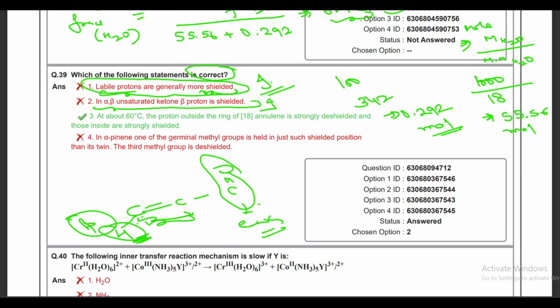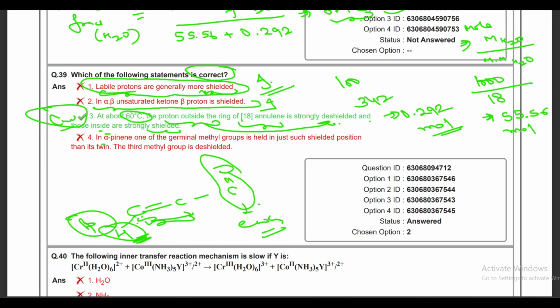Clear? In the third statement, at 60 degrees, the protons outside the 18-annulene are strongly de-shielded, and those inside are strongly shielded. This statement is correct. Clear? And you know the structure of 18-annulene. In that, there are different types of protons. Some are outside and some are inside the ring. Outside the ring, protons are de-shielded, and inside are strongly shielded, at 60 degrees Celsius temperature. So the third statement is correct.